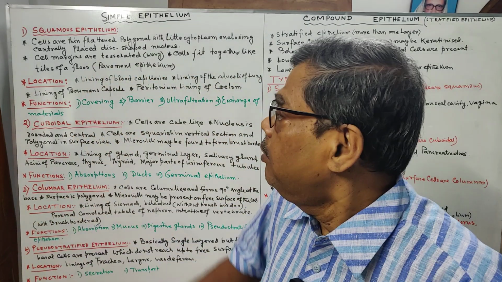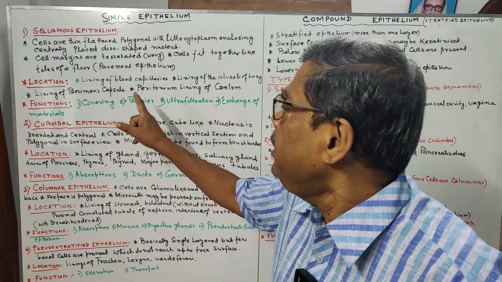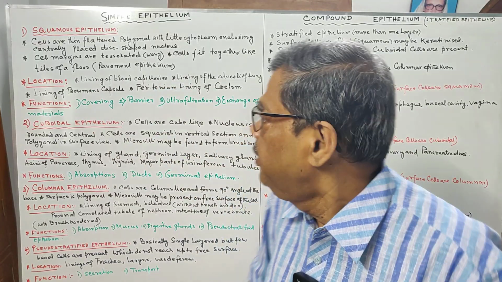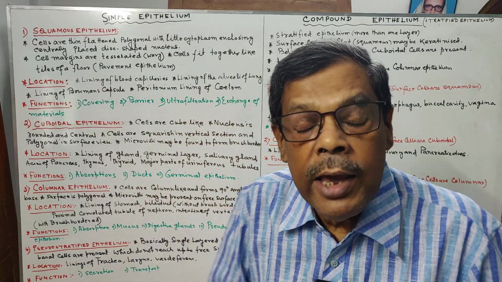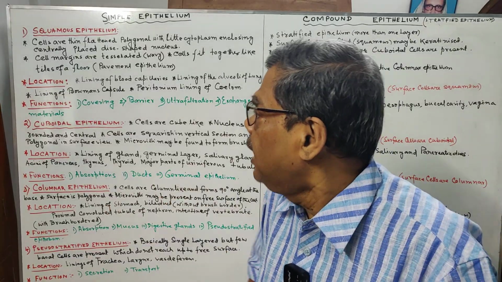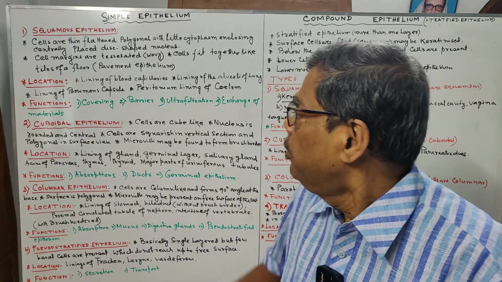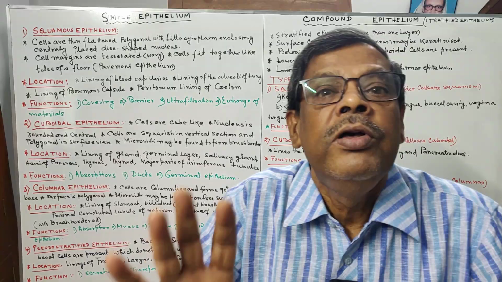Next, location, where it is located: lining of blood capillaries, lining of alveoli of the lung, lining of Bowman's capsule, and peritoneum lining.